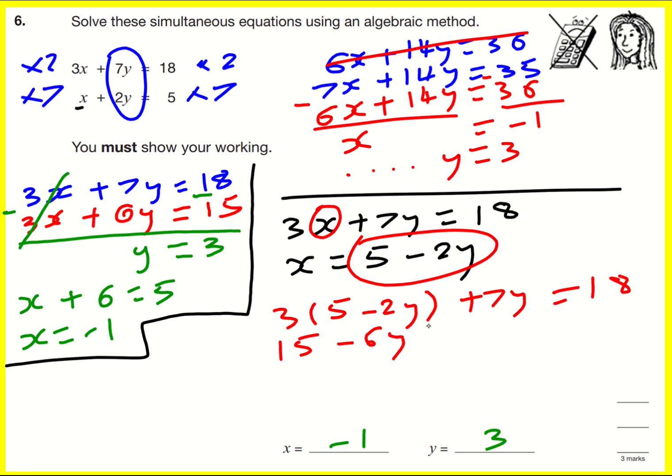15 minus 6y plus 7y is 18. That means I've got 15 plus y equals 18, and hey, again, I get y equals 3. Substitute it back into this one here, and we'd again get x equals minus 1.